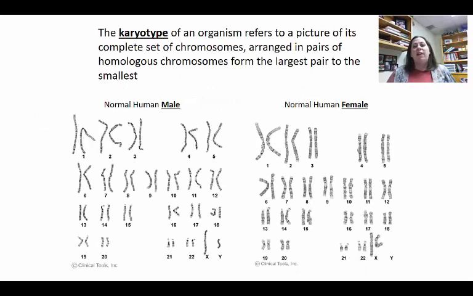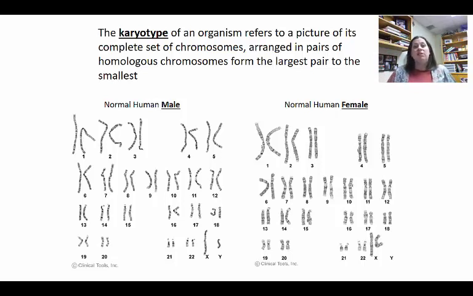All right, so one thing that we find useful, especially when we're trying to diagnose certain kinds of genetic disorders, is using what we call a karyotype. A karyotype of an organism refers to a picture of its complete set of chromosomes. These chromosomes get arranged in their pairs, and they are going to be arranged based on their homologs, meaning that chromosome 1 from mom and chromosome 1 from dad go together, chromosome 2 from mom and chromosome 2 from dad go together, and so that allows us to see if there's any differences in those chromosomes.